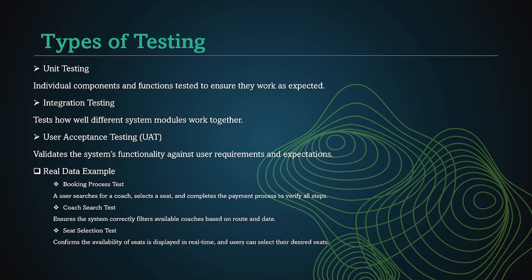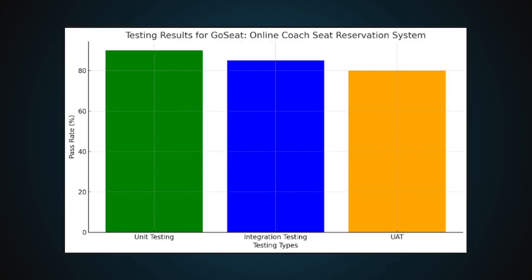And you can see here, this is the testing result for my GoSeat online coach seat reservation system. So these are the success rate and the success percentage you can see in this bar chart. So these are unit testing, integration testing and user acceptance testing. So these are the success rates.